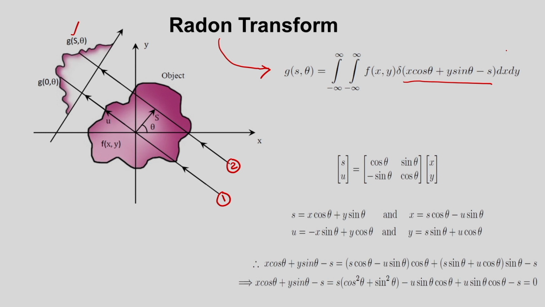This g s theta I can display as an image, and that is something like this. I can put it like an image. So it is s and theta, suppose theta may be 0 degree, 90 degree, 180 degree. So I can plot this, that is theta versus s. I can plot it like an image. This is called the sinogram. g s theta is displayed as an image, so this is called the sinogram.